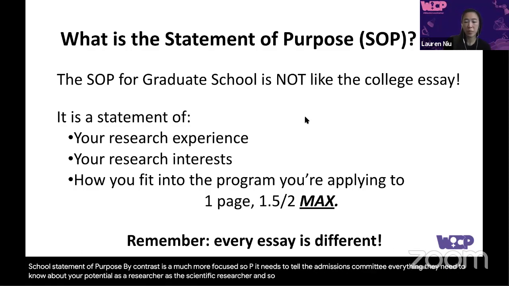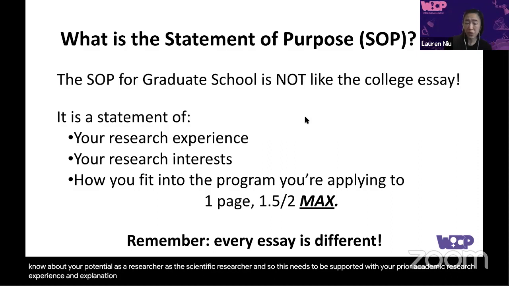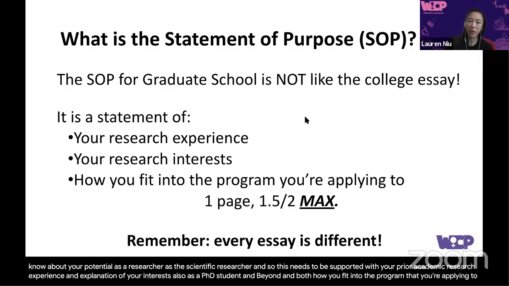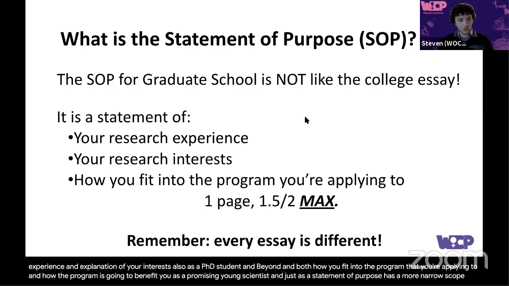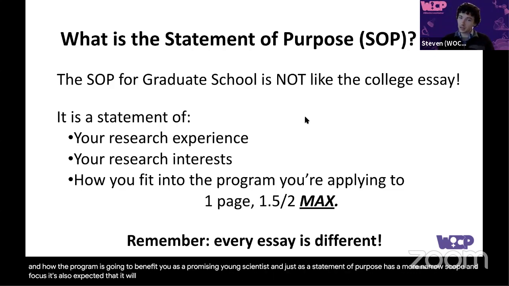This needs to be supported with your prior academic research experience, an explanation of your interests as a PhD student and beyond, and both how you fit into the program you're applying to and how the program is going to benefit you as a promising young scientist. And just as a statement of purpose has a more narrow scope and focus, it's also expected to be slightly on the shorter side. Typically these run only 1 to 2 pages, 2 pages absolute max.